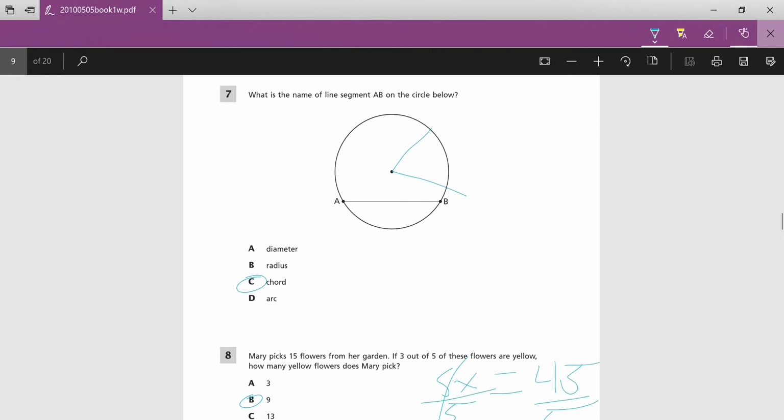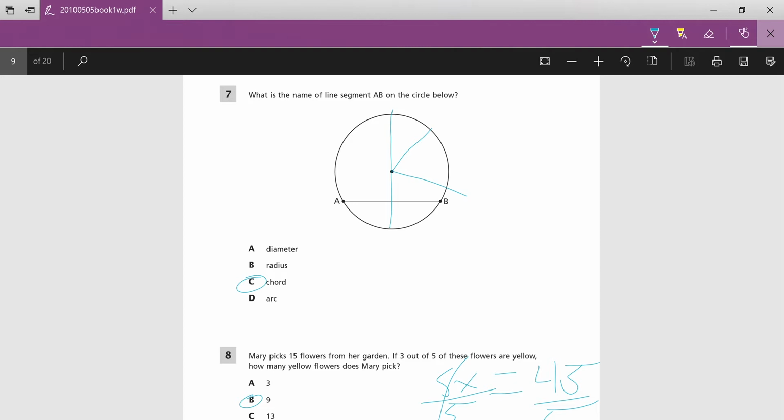What is the name of the line segment AB on the circle below? So this is something that you also don't need to know because we are not going over it this year in this unit. So this is, though, a chord. A diameter would be something that cuts the circle in half all the way, and a radius would be something that cuts the circle halfway through, so not fully.